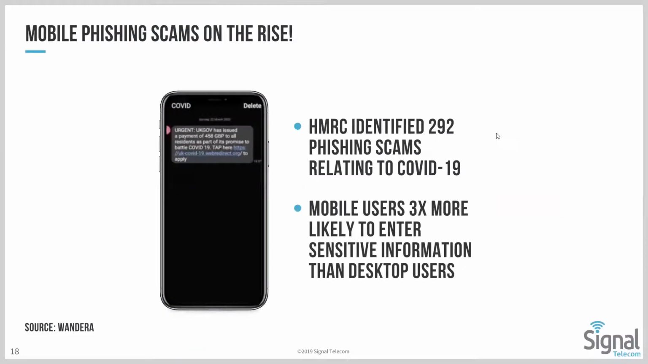So, mobile phone phishing scams are on the rise. HMRC identified 292 phishing scams related to COVID-19, the beloved disease that's going about. And mobile users have been found to be 3 times more likely to actually put their sensitive information in than on a computer.